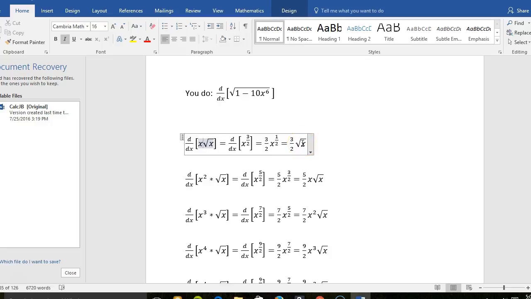So there's that one. And in a similar fashion, d by dx of x squared times square root of x. Now that's going to be d by dx of x to the 5 halves. Again, what you do is you add 2 plus 1 half, and you get 5 halves, which goes here. That's by the law of exponents, because the square root of x is understood to be x to the 1 half power. Okay, and 2 is understood to be 4 halves. 4 halves plus 1 half is 5 halves.